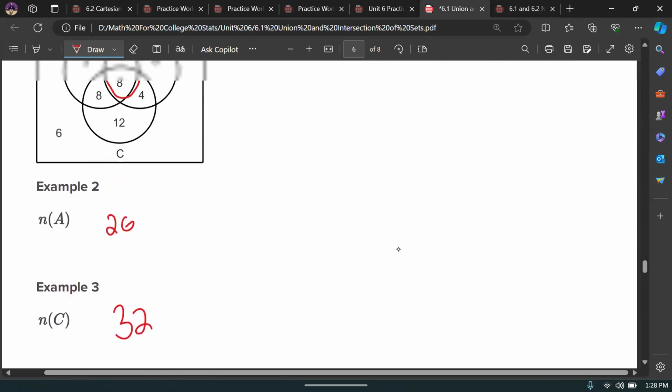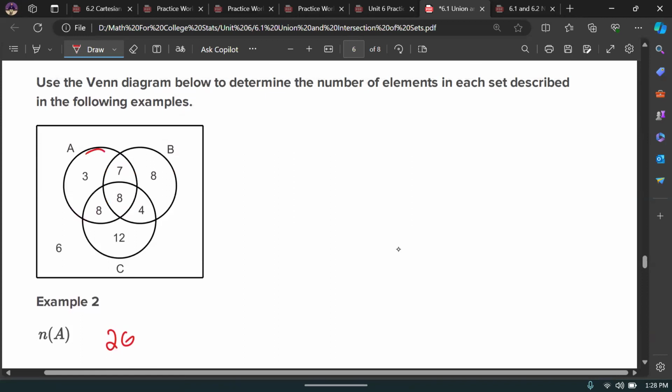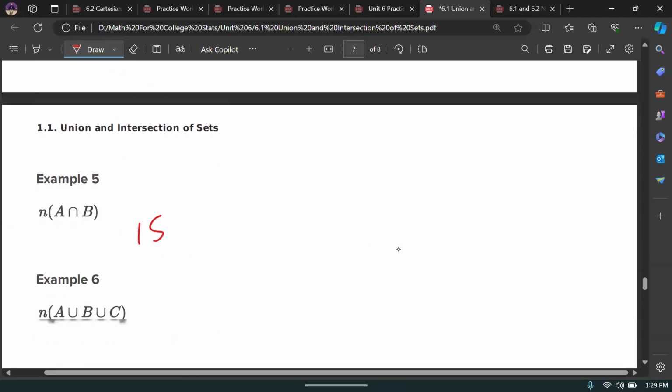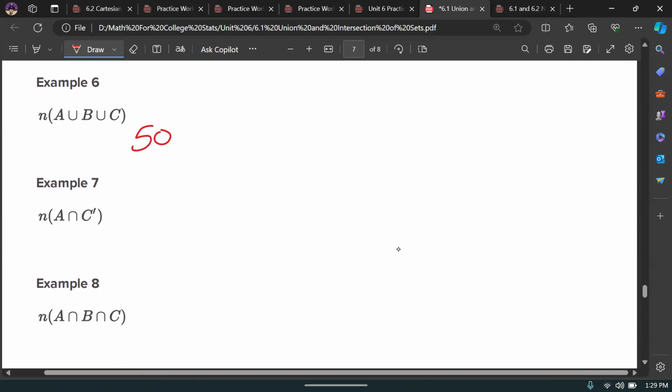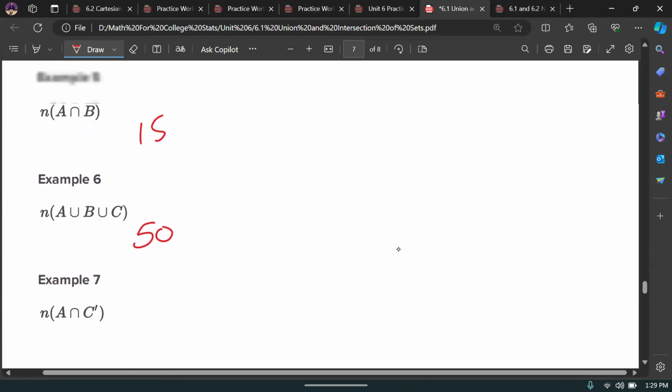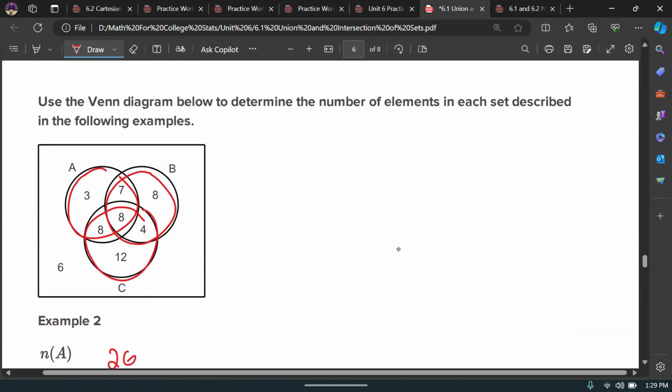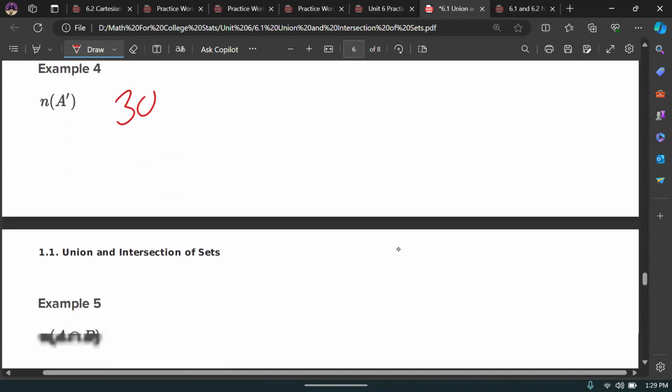A or B or C. So in A or in B or in C. So everything that's being circled here. Don't count anything twice, of course, just all those numbers. So 3, 7, 8, 8, 8, 4, and 12 all added up make 50 when you add it all up together. That's 50. All right, number 7, A and not in C. So it has to be in A, but not in C. Because it's an intersection, A and not C. So it has to be in A, but not in C. So that's going to be the 3 and the 7. So that's going to be a total of 10.